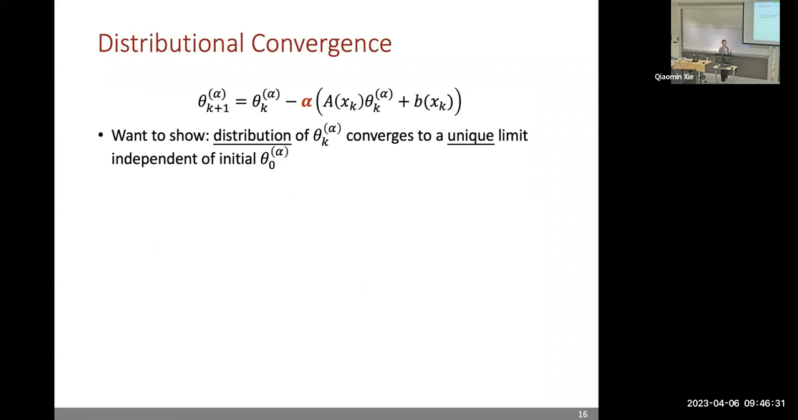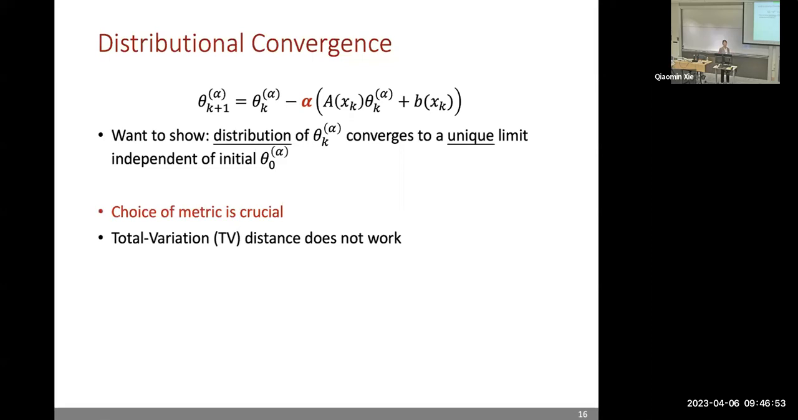So the first result we want to show is that the theta k sequence will converge. In particular, we want to show that the theta sequence will converge to a unique limit independent of the initialization. It turns out that in order to show this distributional convergence, it's crucial to choose a proper distance metric on the distribution. And if you just use total variation distance, that doesn't work.